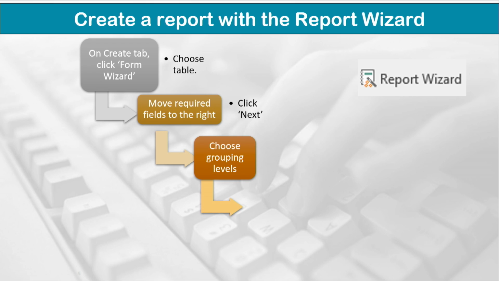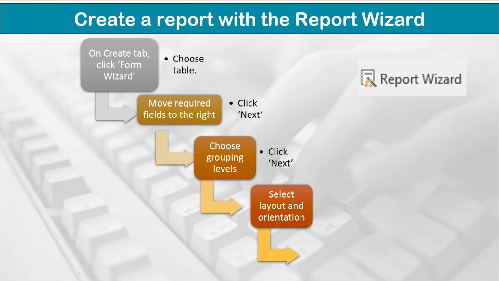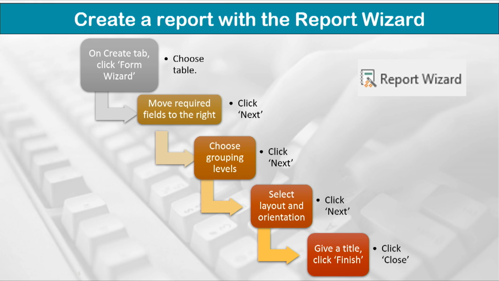We choose the grouping levels in our report. The next page allows us to specify our sorting preference. Then we can select the layout and orientation for our report. Clicking Next moves us to the final page in the Report wizard. Here, we give a title to our report and we click the Finish button. Lastly, we click the Close button to close the report.